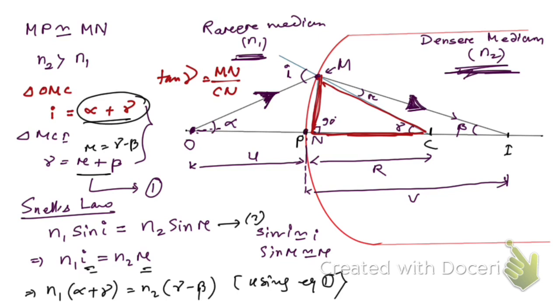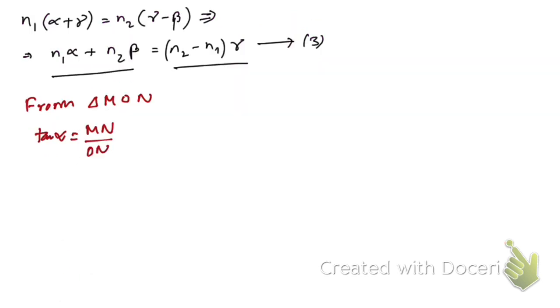Now let me copy this and let me go to a new slide. Which triangle we have taken? M and C. So from triangle M and C, what we have got? We have got tan gamma is equal to this.